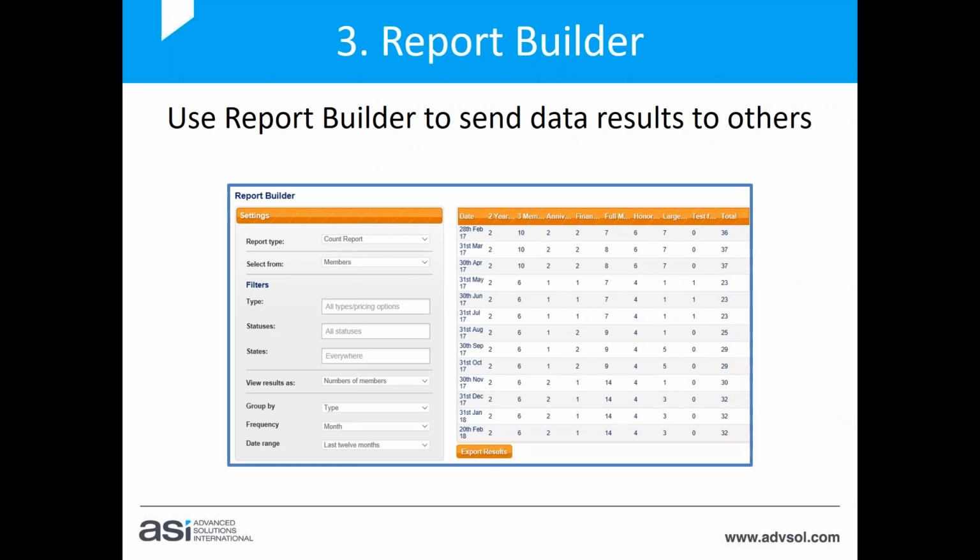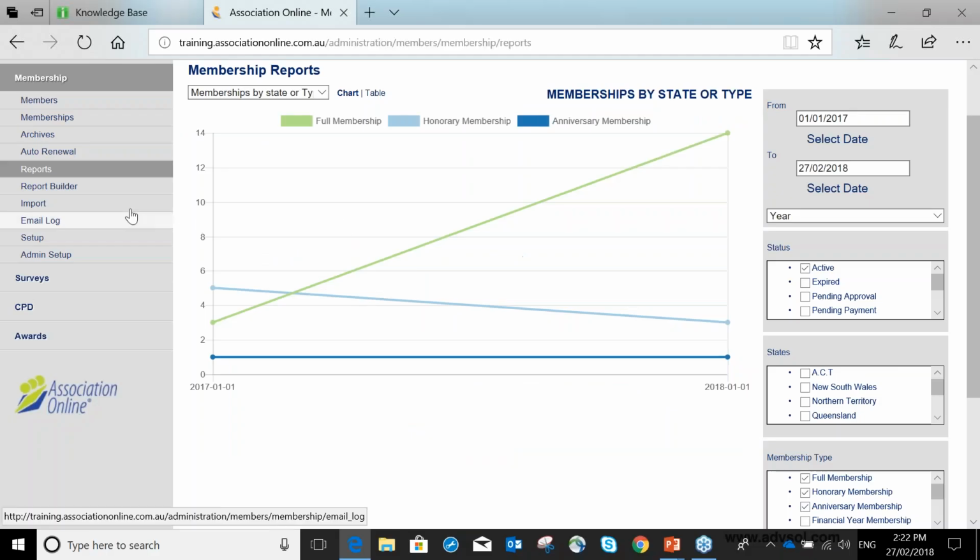So I love this. I'm not usually a numbers person, but I absolutely love Report Builder. It gives you really great detail on those numbers and dates and names of people, of members by type, by price, by pricing option. You can break it down into lots of different data. So let's have a look at some of those report builders. Under Reports in Membership, we have Report Builder.